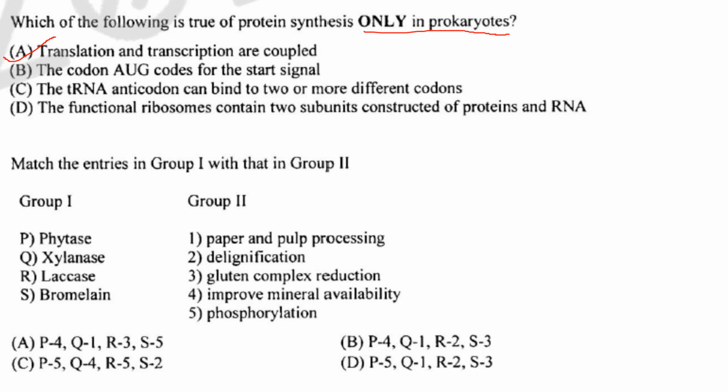Then xylanase. Xylanase is paper and pulp processing, Q1. Okay, in both it is Q1. Laccase. Laccase is delignification, R2. R2 is there in option B only. So B must be the correct answer. We will see S also. Bromelain. Bromelain is gluten complex reduction, S3. So answer here is option B.